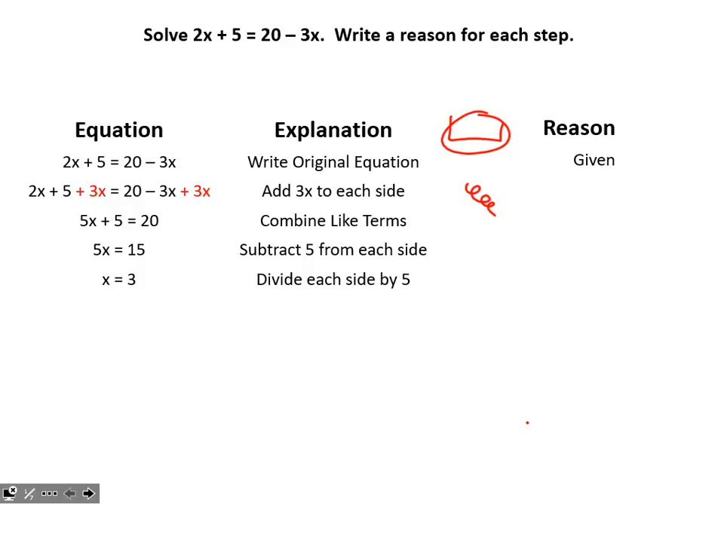So the first reason in any proof is what you're told. It's given. You can't conclude something unless you're given some information to start with. All right. So the given equation. Our first step here.